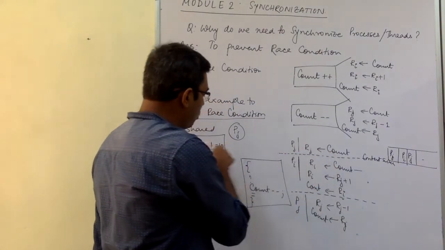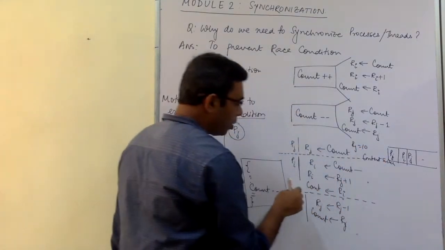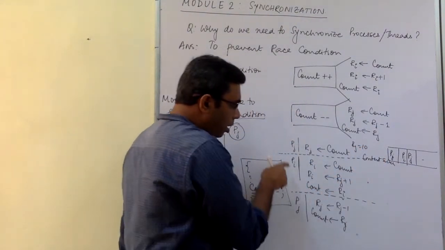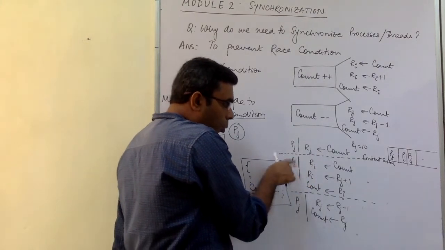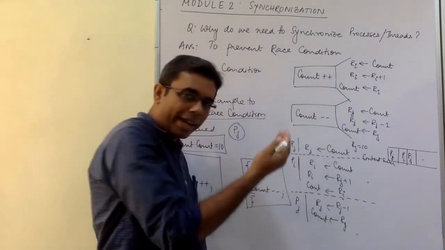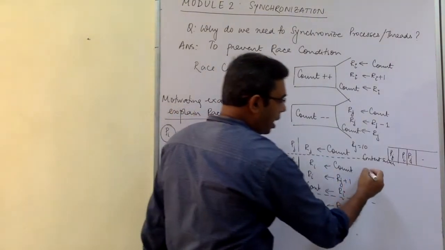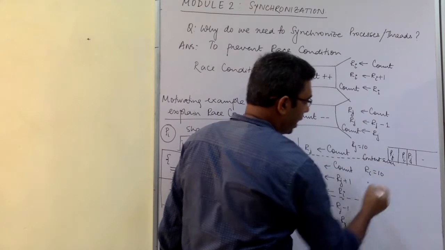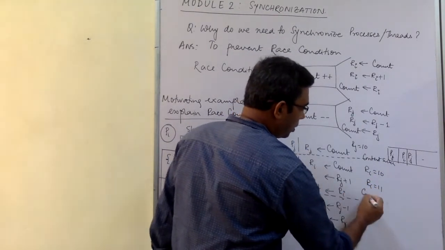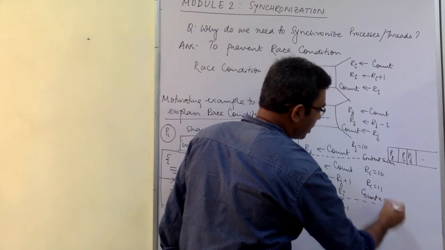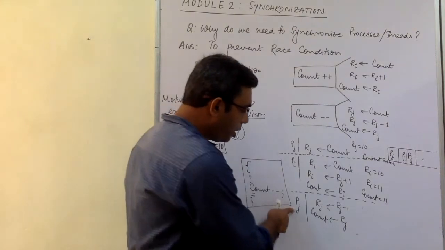The initial value of count, which is 10, is read, so rj becomes 10. There's a context switch, control transfers to pi. When in pi, you again read the value of count, which is 10, so ri is 10, ri increments itself, ri becomes 11, and now the updated value of count is 11. You have a context switch, the control comes back to pj.